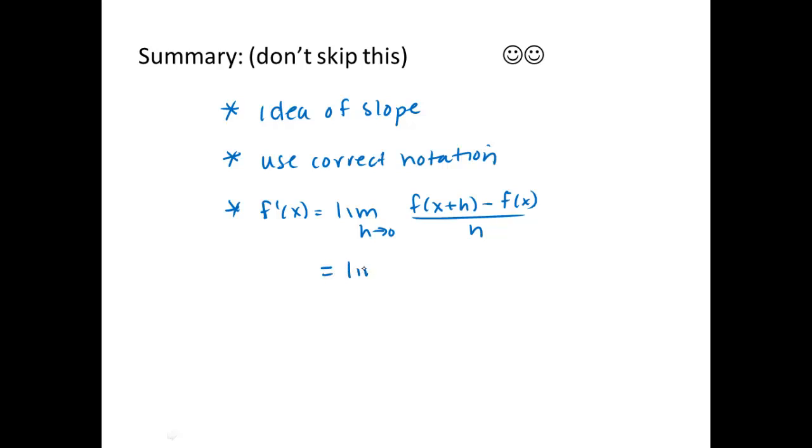For every single step, you must begin with the limit as h approaches 0. The equal sign is over here. It's not in between. Then you'll use your substitution and you'll continue. And when you get done, your final answer is written f prime of x equals, and that's where you write your answer.